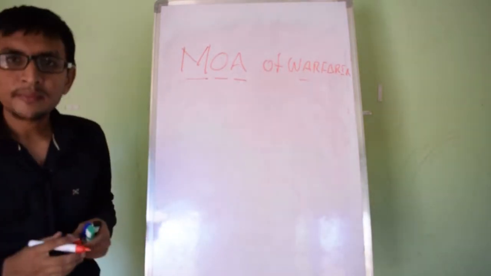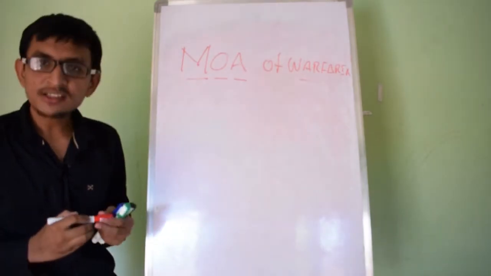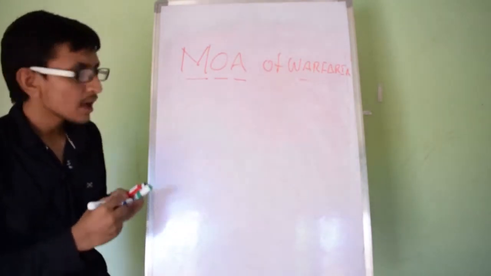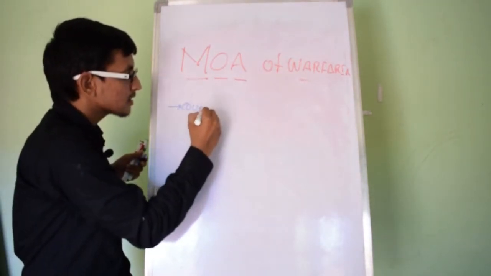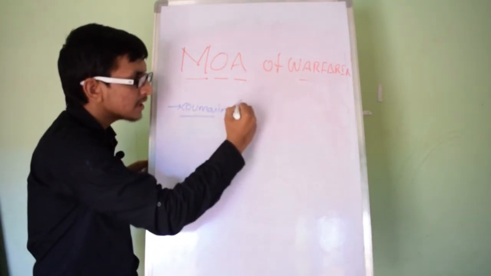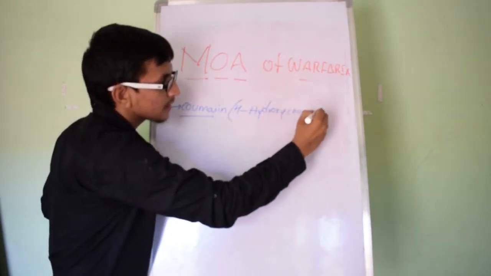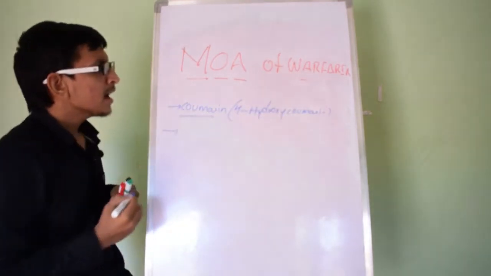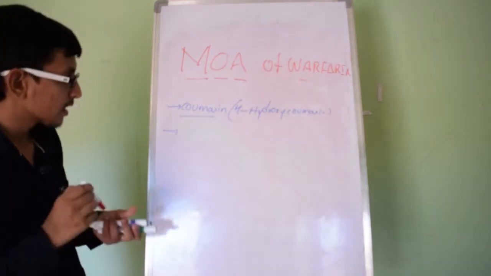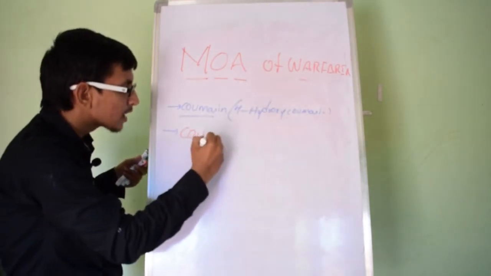Friends, as you all know, warfarin is an anticoagulant drug. It is an anticoagulant drug which is derived from coumarin. So warfarin is a derivative of coumarin. Specifically, it is a derivative of 4-hydroxycoumarin. And warfarin is sold under a brand name called Coumadin.